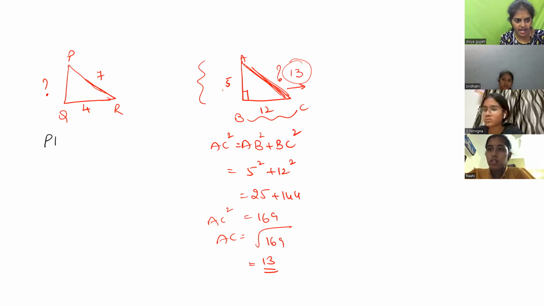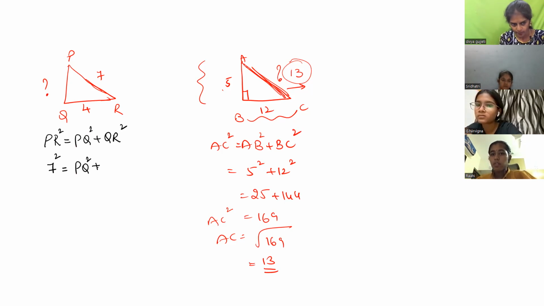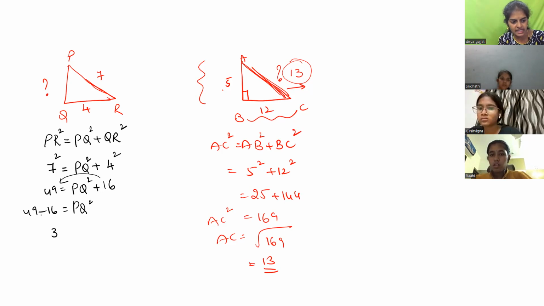So we know that PR square, hypotenuse square, is equal to PQ square plus QR square. PR is 7, so 7 square is equal to PQ square, which we don't know, that is what we are going to find now, plus QR is 4, so 4 square. Now, 49 is equal to PQ square plus 4 square, which is nothing but 16. Just transpose it to the other side. So you'll have 49 minus 16. So it is 33. So this is PQ square. So PQ would be under root of 33.